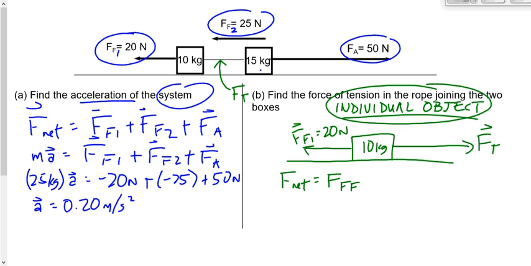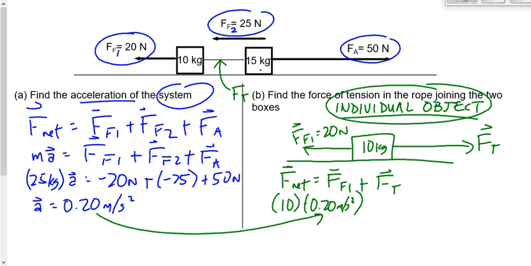F net is equal to the sum of the forces, FF1 plus FT, the force of tension. F net is m times a. That's going to be this times 10, because remember, we're only analyzing the individual object. Its mass is 10 kilograms. The acceleration is 0.20 meters per second squared. If you think about that, the acceleration of the system is 0.20. The acceleration of each individual object within the system must be 0.20 as well.